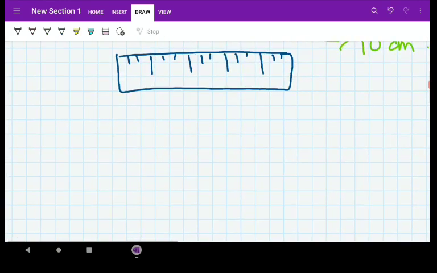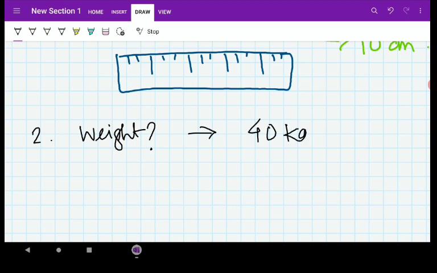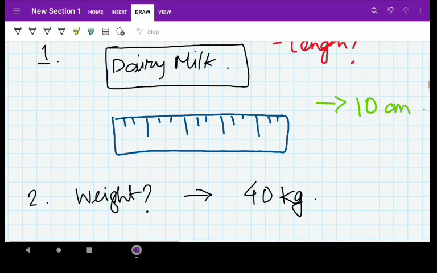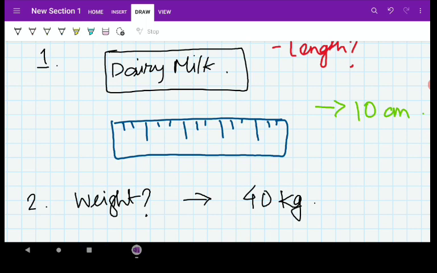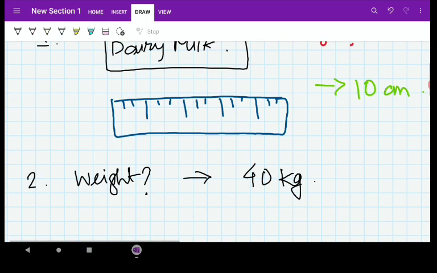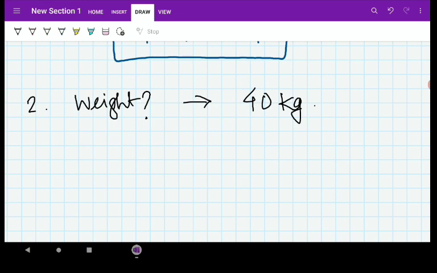Next is I ask you what is your weight. So this you measure on a weighing scale or a weight machine and it comes out to be say 40 kilograms. So in both these cases we see that we measured length with a scale and it came to be 10 centimeter. We measured our weight on a weight machine and it came to be 40 kgs.